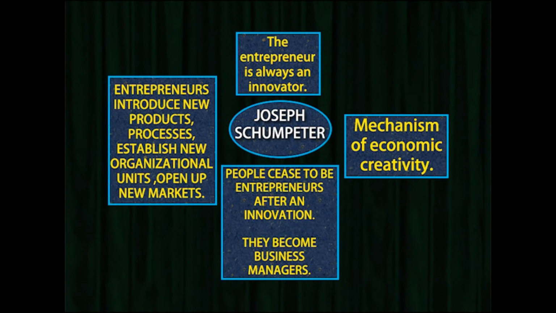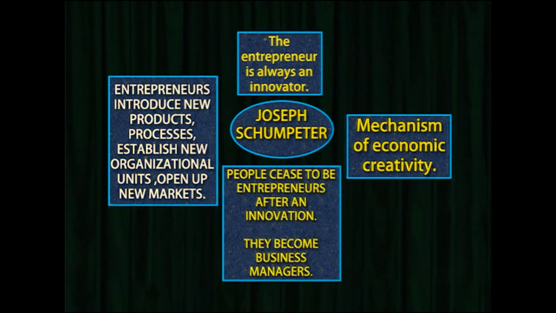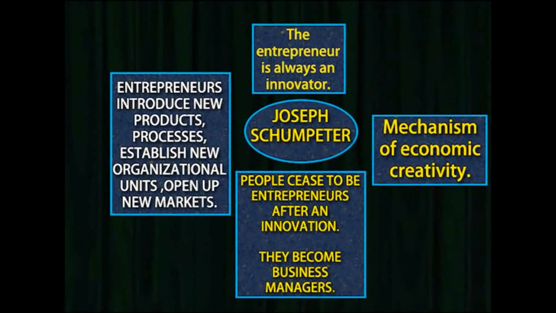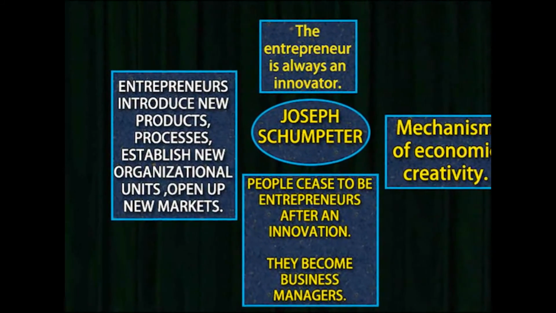According to Joseph Schumpeter, the entrepreneur is always an innovator. The mechanism of economic creativity is important so as to design the creative destruction. Creative destruction is the emergence of new products so that the existing products become out of use. This is the creative destruction so as to emerge with new solutions and better products and ideas so as to enhance the quality of life.